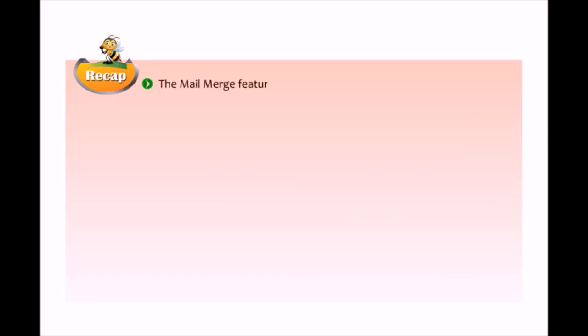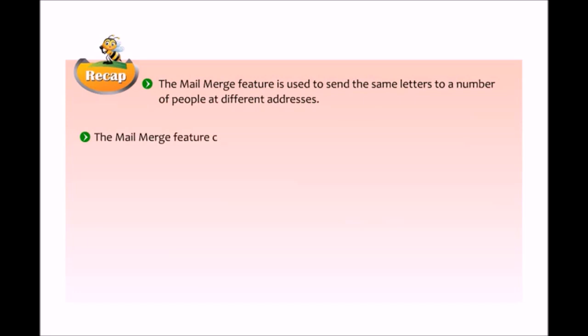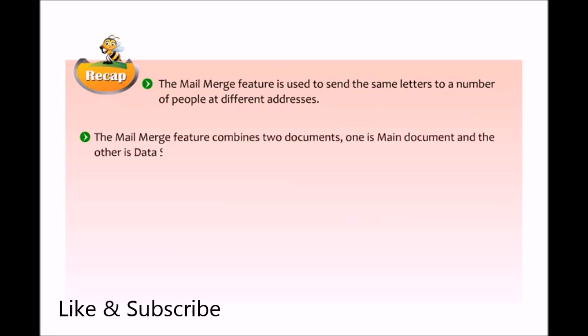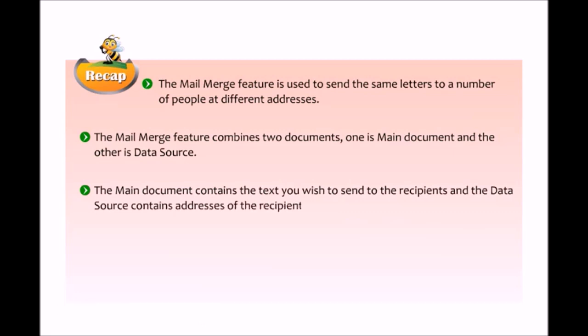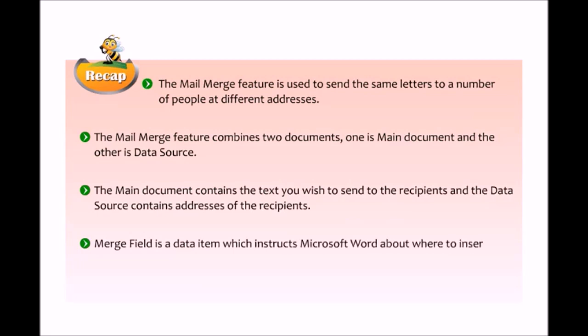The mail merge feature is used to send the same letters to a number of people at different addresses. The mail merge feature combines two documents. One is the main document and the other is the data source. The main document contains the text you wish to send to the recipients and the data source contains addresses of the recipients. Merge field is a data item which instructs Microsoft Word about where to insert the data source information in the main document.